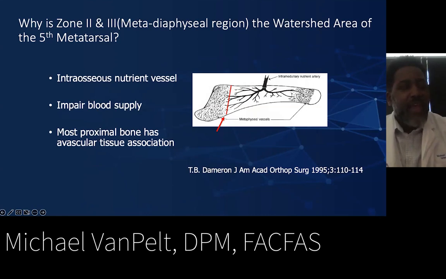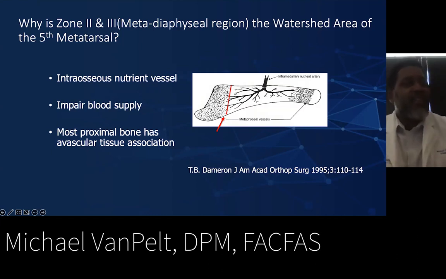metatarsal-diaphyseal junction. And you have avascular structures that attach at the proximal aspect of the fifth metatarsal, that is the peroneus brevis, and also peroneus tertius. It also provides an insertion point on the fifth metatarsal. And these contribute to a zone where there's hypovascularity.